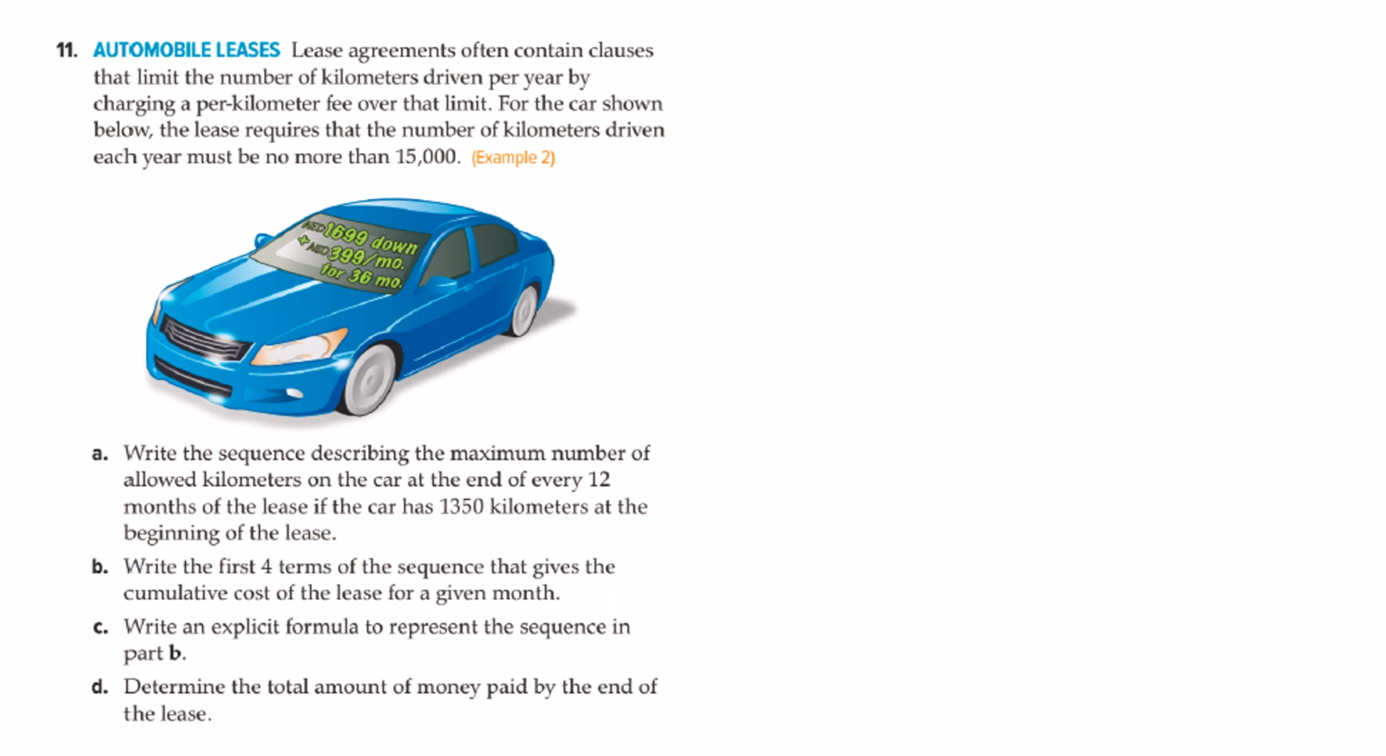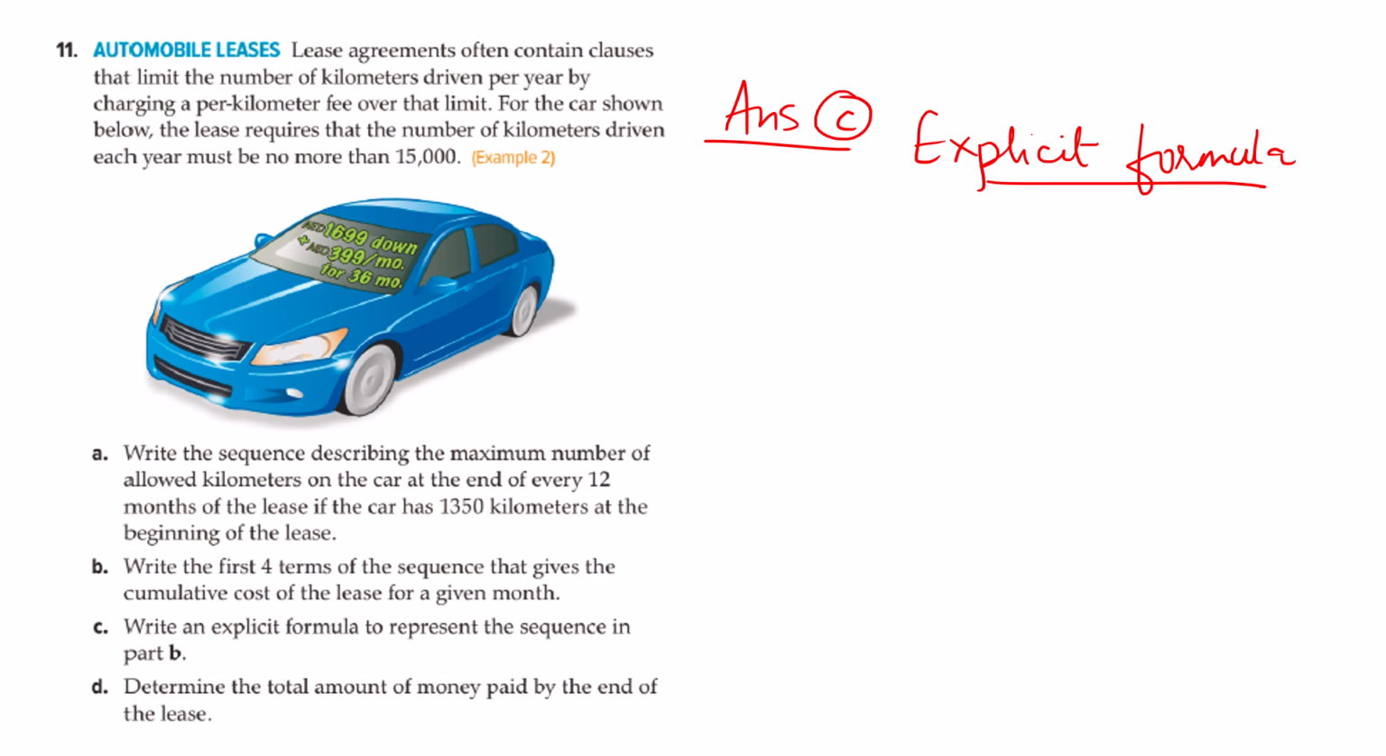Okay, let's do the C part. In C part, we have to just give the explicit formula. Let's write the explicit formula. Now it is very easy because we will use the answer that we got in part B. So for answer C, we just need to give explicit formula, okay, to represent the sequence.